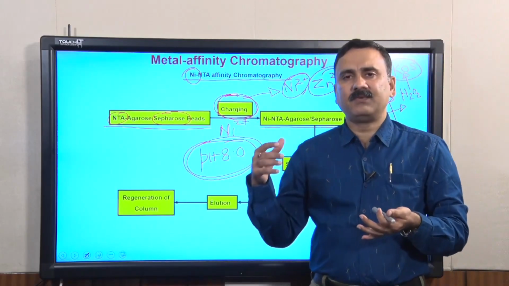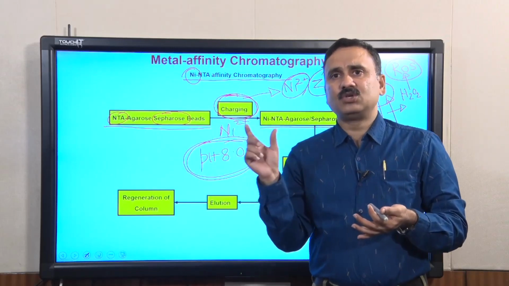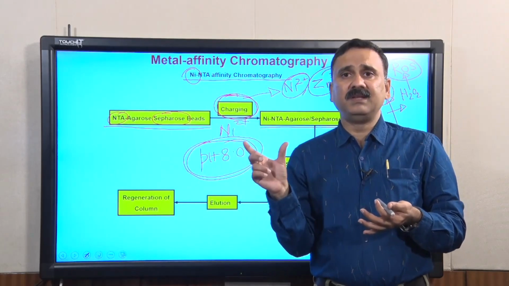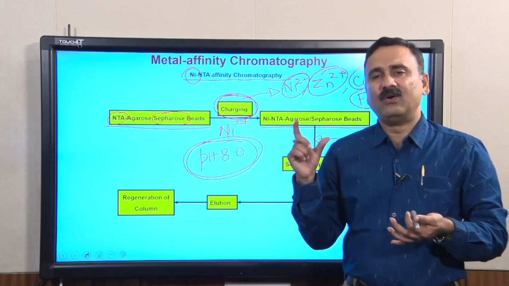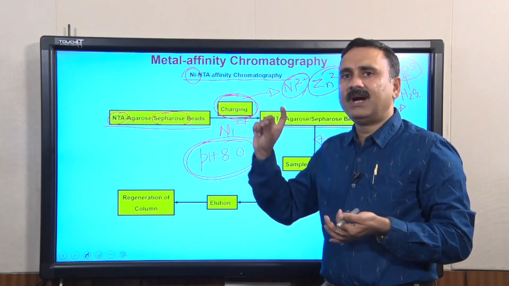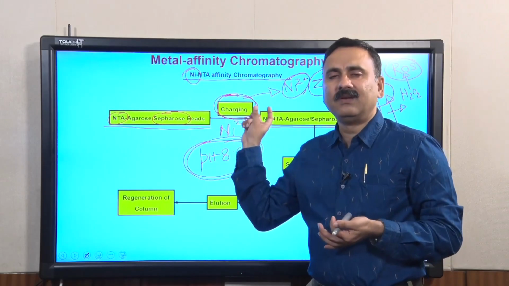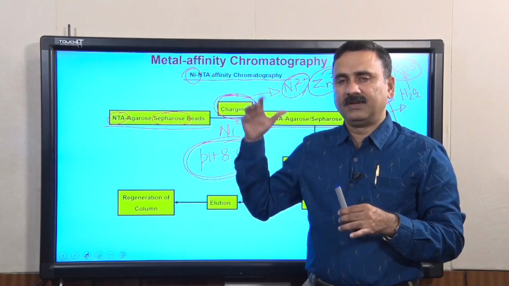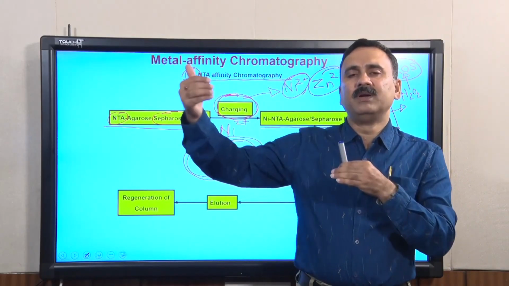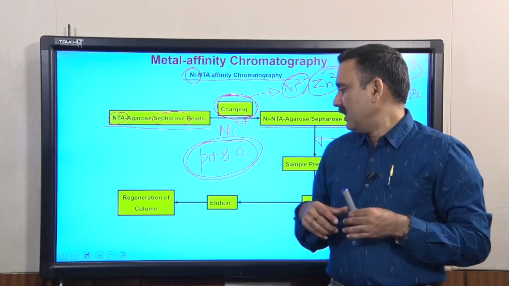Then the histidine tag, which is a stretch of six histidines, forms a small biophore which has a very strong affinity to the nickel which is bound to the beads, or to this particular active group present on the matrix.